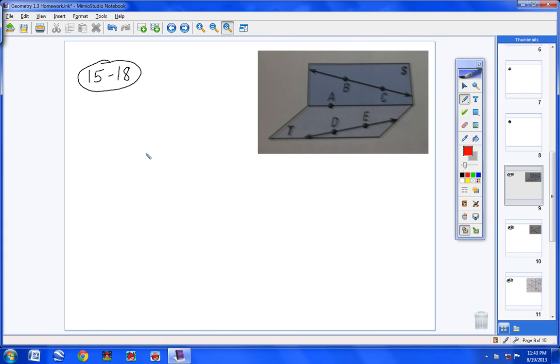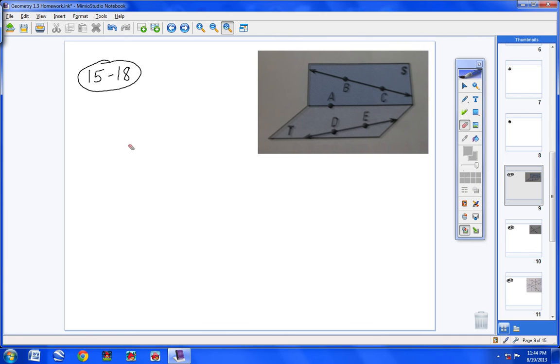Number 17. Name the plane that contains A, B, and C. Well, here's A, here's B, and here's C. They're all on this flat surface here. So, what's the name of that plane? Well, look at that letter right there in the top right corner. It's plane S. So, name the plane that contains A, B, and C. Plane S. There's your answer. All right.